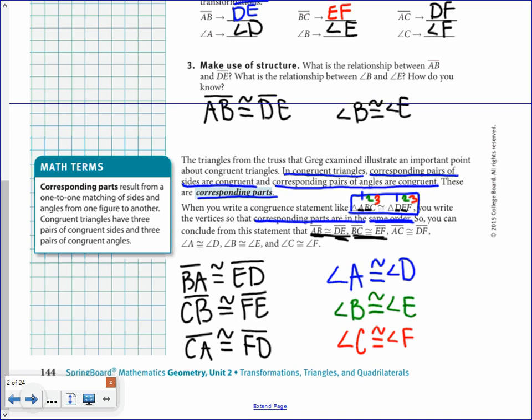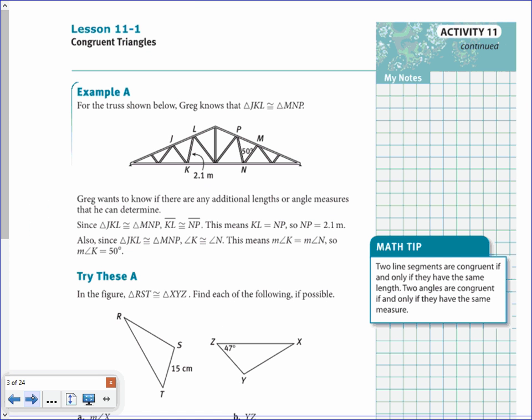So now let's look at the next page. They give us a truss, and we know, based on this congruent statement, that triangle JKL is congruent to triangle MNP. So we have triangle JKL and MNP. And we want to know if we have any additional lengths or angle measures besides the two that are given. So they tell me that I have 2.1 meters for side LK, and I have a 50-degree angle here for angle N.